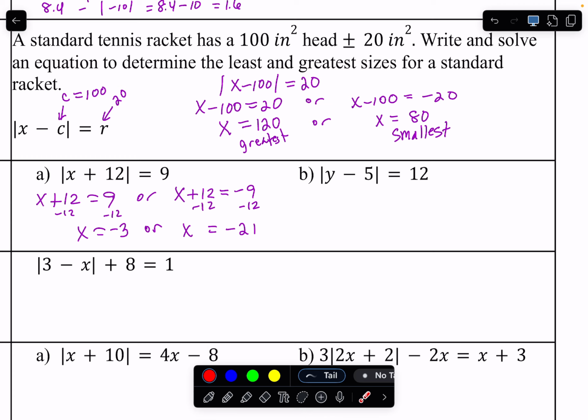2 cases. Set it equal to the positive version, set it equal to the negative version, solve both. Okay? Let's do one more. So let me take a second. Try to set up the 2 cases for me, and then you can compare them to what I do. Try to set up the 2 cases for B, and then I'll show you when I'll do the same, okay? See what you can come up with. What are your 2 cases?